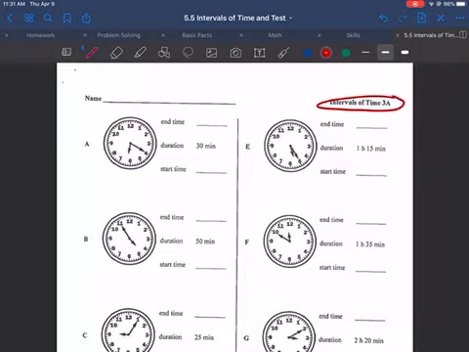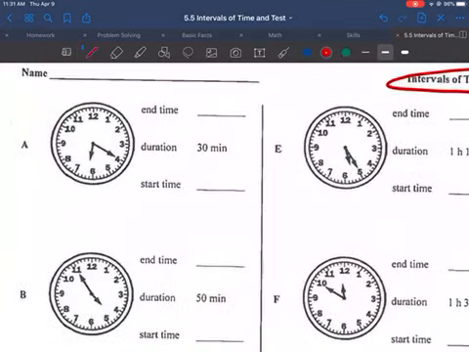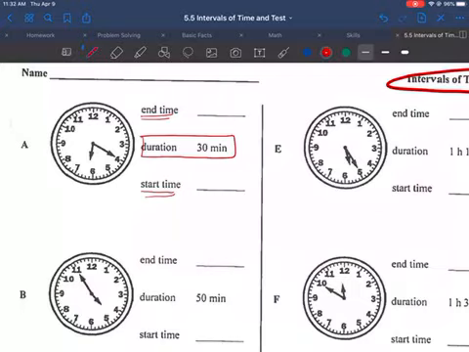Now, for this one, 3A, notice that in letter A, they are asking us for the start time, and they are giving us the end time and the duration, how long the event took. So we're going to go ahead and start by looking at the end time. And to do that, we're going to be looking at the analog clock.